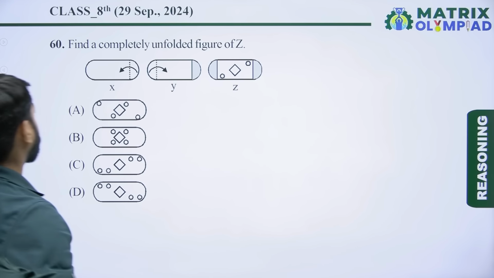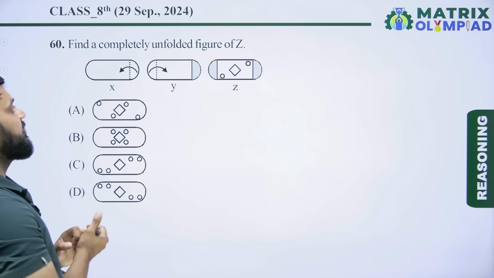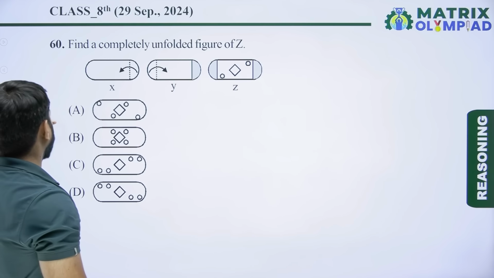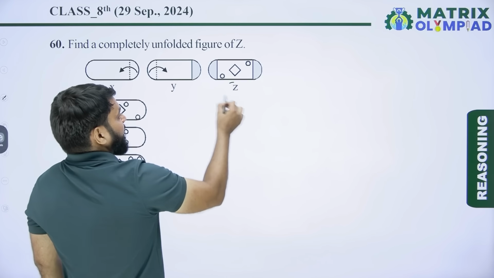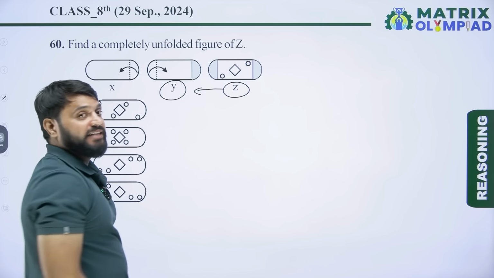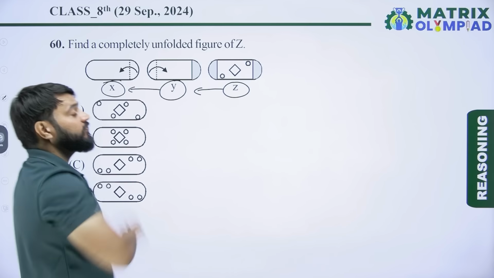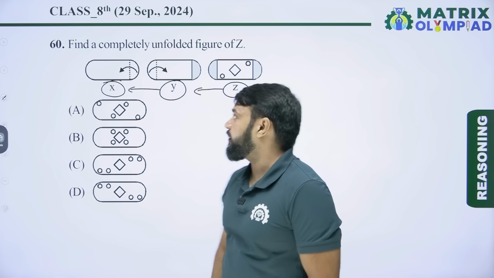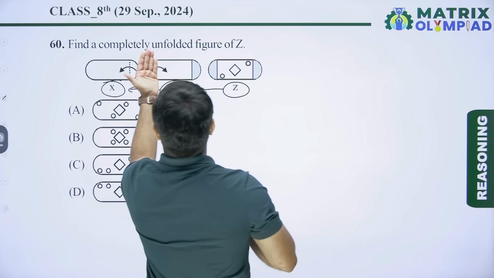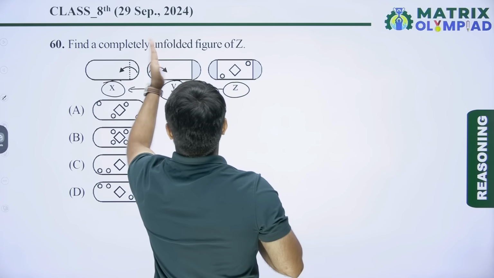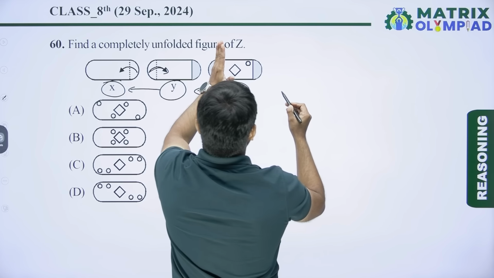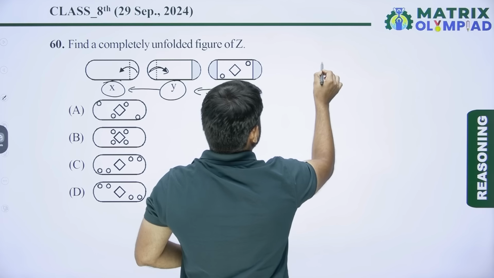Now the next question is question number 60. Find the completely unfolded figure of Z. First unfold the figure Z, then we get Y. Now unfold Y, then we get X. Now find the image of X, because X represents the unfolded paper. So first unfold Z. Y has been folded in this direction, so first unfold Z in this direction.